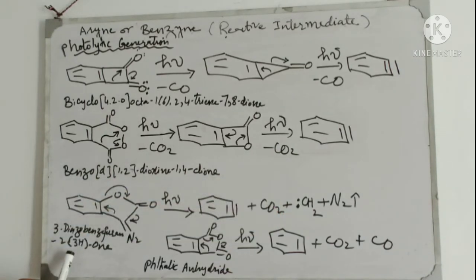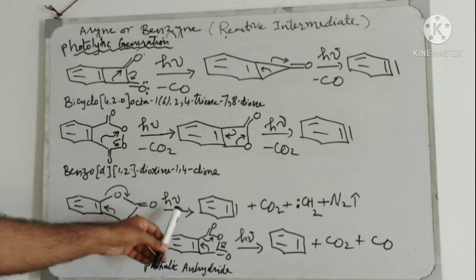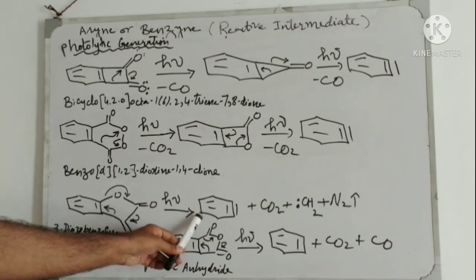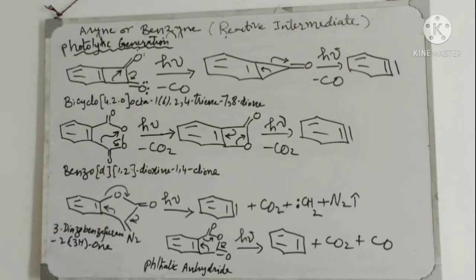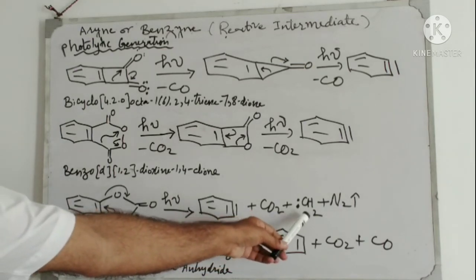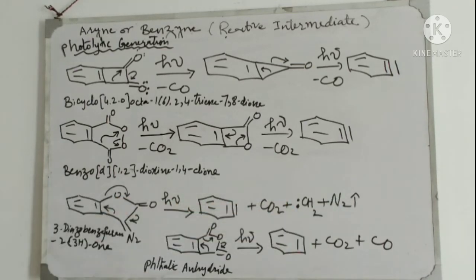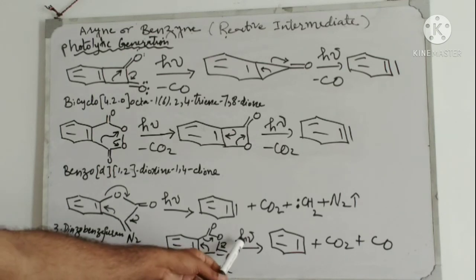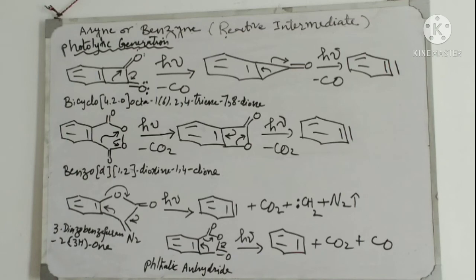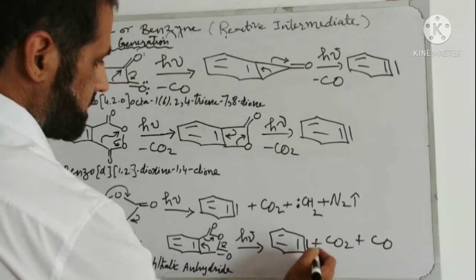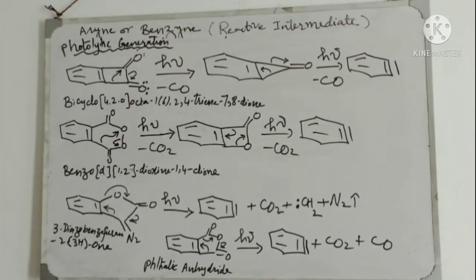So this is another compound. This is 3-diazobenzofuran-2-one. This is decomposed in the presence of light to form the benzyne intermediate. Carbon dioxide is eliminated along with the simplest carbene, and nitrogen gas is eliminated. So this is another compound. This is phthalic anhydride. Phthalic anhydride is decomposed in the presence of light to form the benzyne intermediate, and carbon dioxide and carbon monoxide are eliminated.